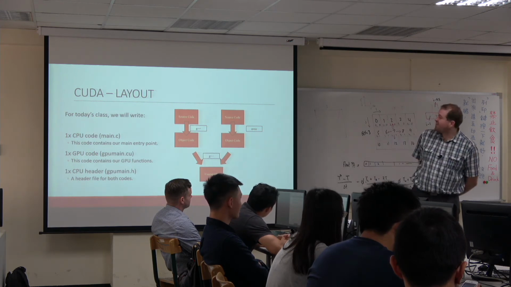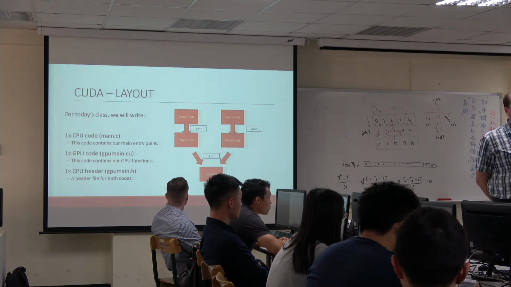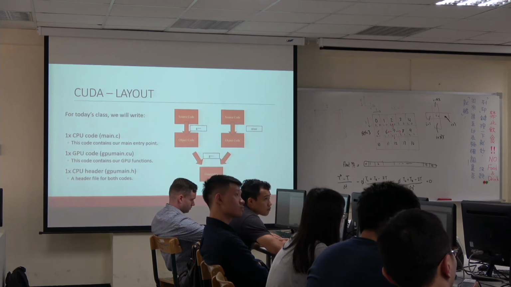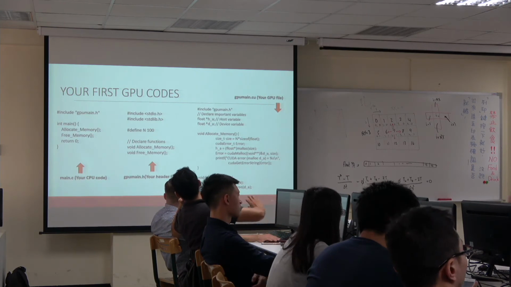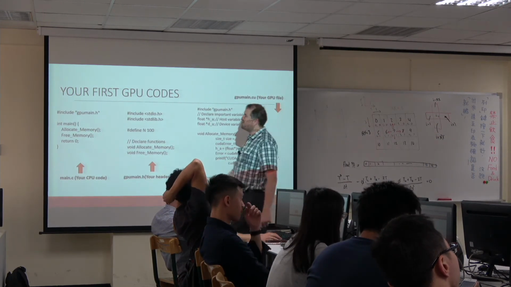So we have 3 files, and that GPU main.h is just a header file. So it's not really code, it's just a header file which we're going to place in both of those codes. What are those codes? Come on, there it is. We've got main.c on the left. Main.c on the left includes our GPU main.h.